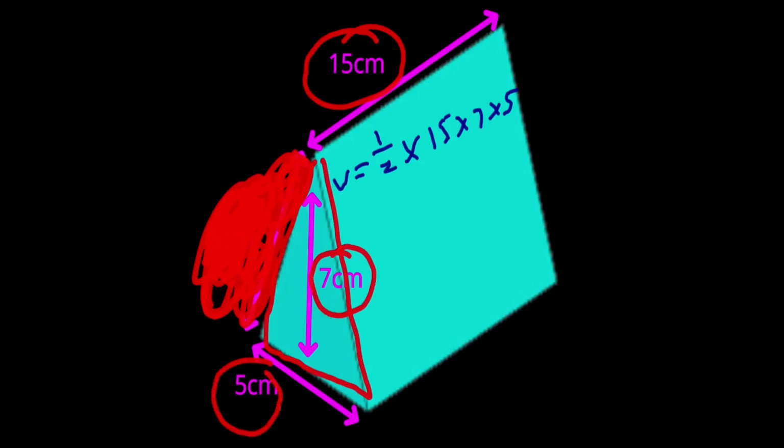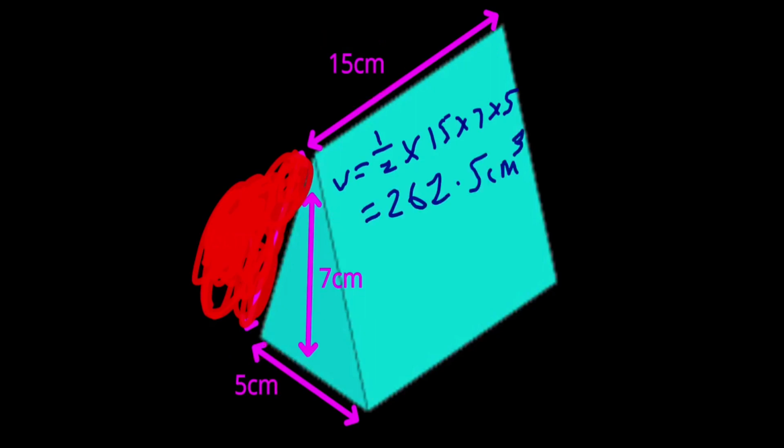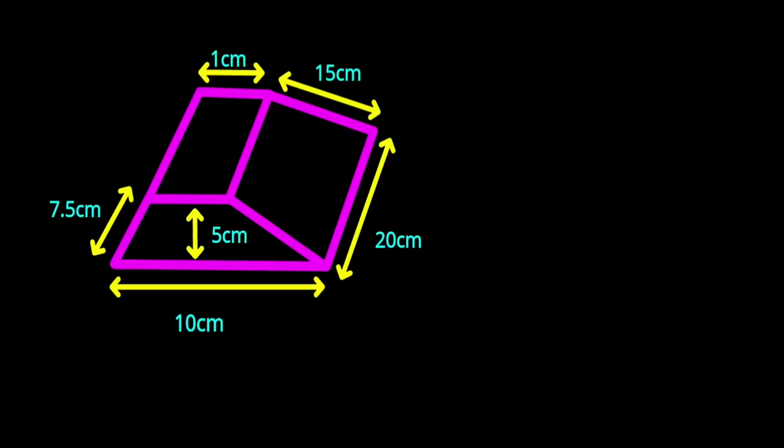To find out any volume of any prism, all you do is find the main shape's area and then times by the depth and the perpendicular height. So this gives you 262.5 centimeters cubed.